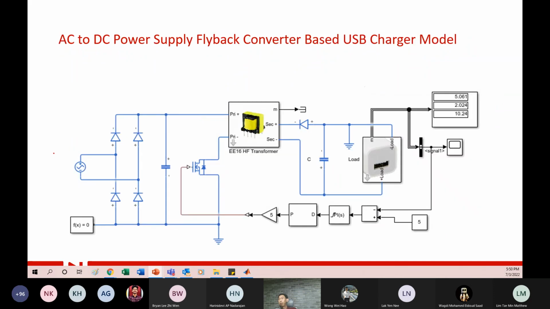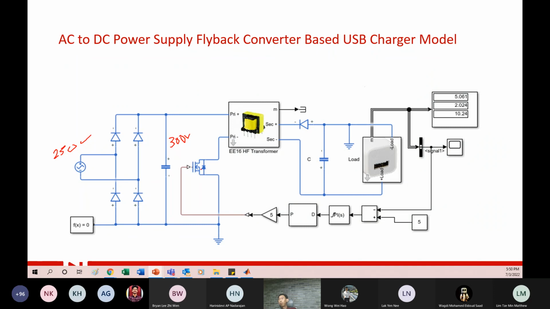Here is 230 or 112, depending on which country you are. You will have a rectifier, you have a filter. So you will have around 300 watt here actually. You can directly connect to this. This is how our charger is made.